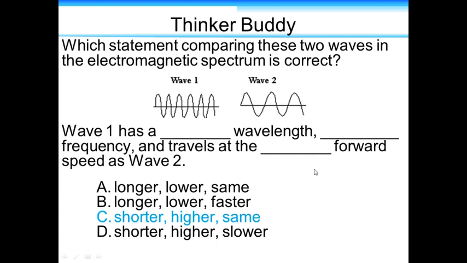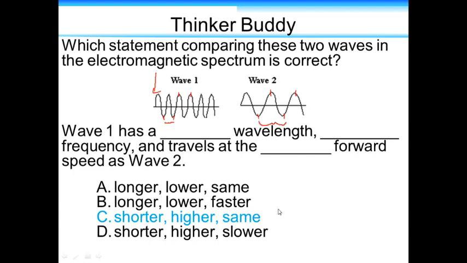The answer is C. Remember, wavelength is defined as peak to peak, so this distance here is less than this distance here. Okay, so it has a shorter wavelength. I could have measured it from above as well. Shorter wavelength, it has a higher frequency because if the wavelength is shorter, then more cycles will pass a given point per second.